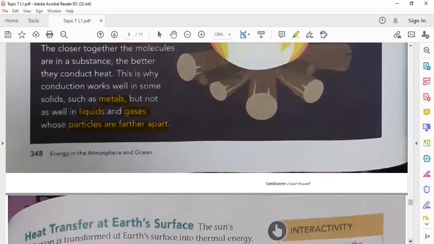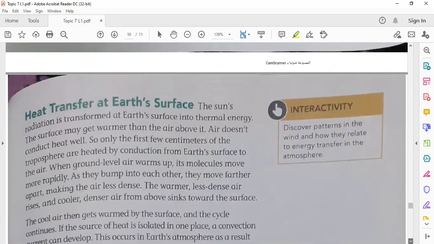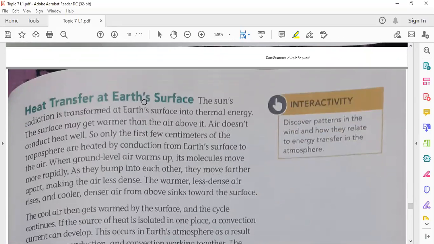Now, we learned about the methods of heat transfer to understand how heat moves at Earth's surface, how heat transfers at the air surface. If we understand conduction, convection, and radiation, we can understand how heat moves around at the air surface.